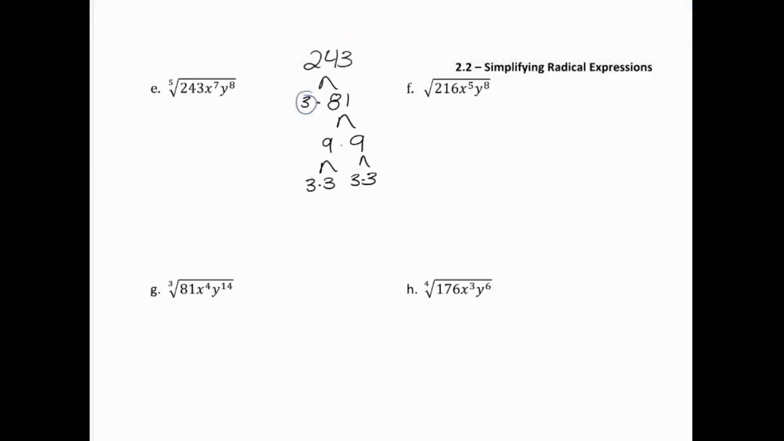Let's take a look at example E. Example E has variables inside my radical. So for this one, we're going to find the prime factorization of 243, and the variables will be written out in the prime factorization. So two numbers that when I multiply give me 243. So 243, it's going to be 3 times 81. 81 is 9 times 9. And 9 is 3 times 3 and 3 times 3.